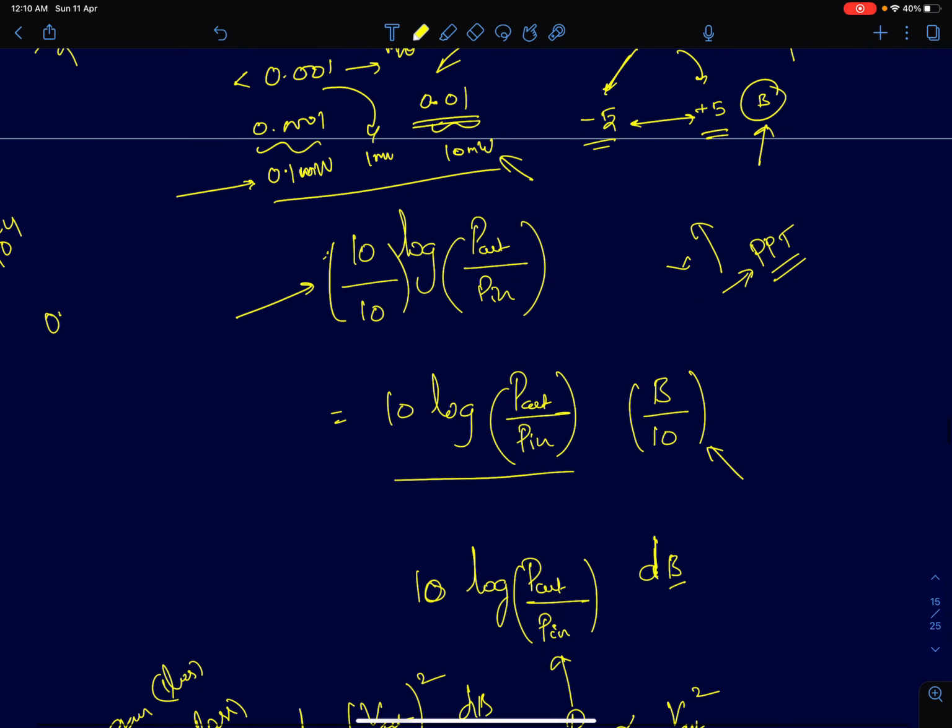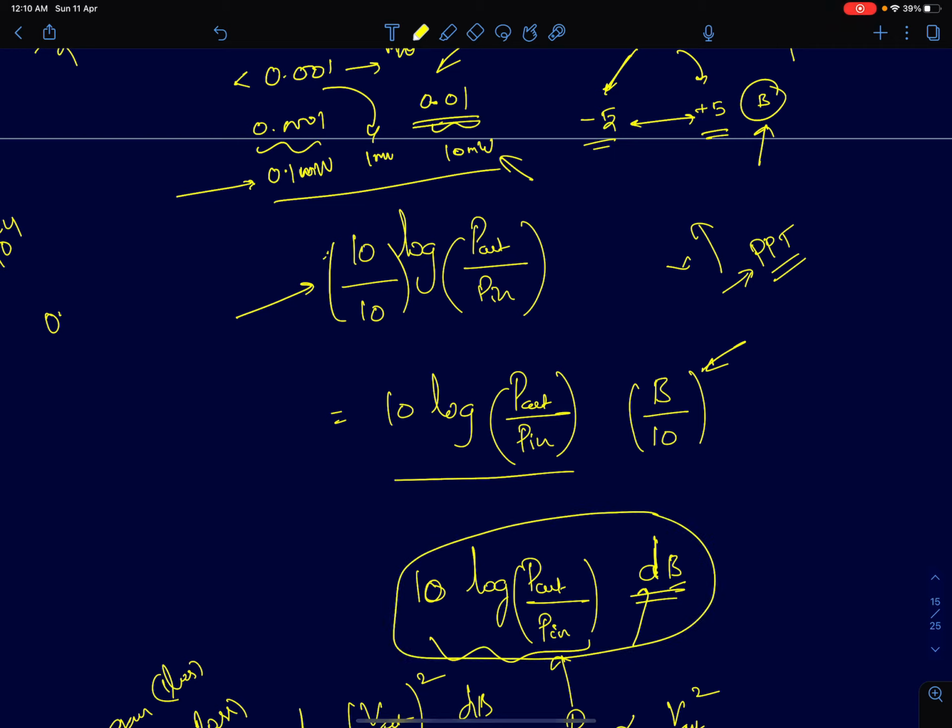Now if you see, this term B by 10 is what we refer to as dB or decibels. Now B here should be a capital letter because it's the name of a scientist, and d here is in small letter. So it's deci, 1/10 of a bell. So this unit here, 10 log of P out by P in, is the unit for the power loss or gain in decibels. So that's how the unit decibel comes into existence.